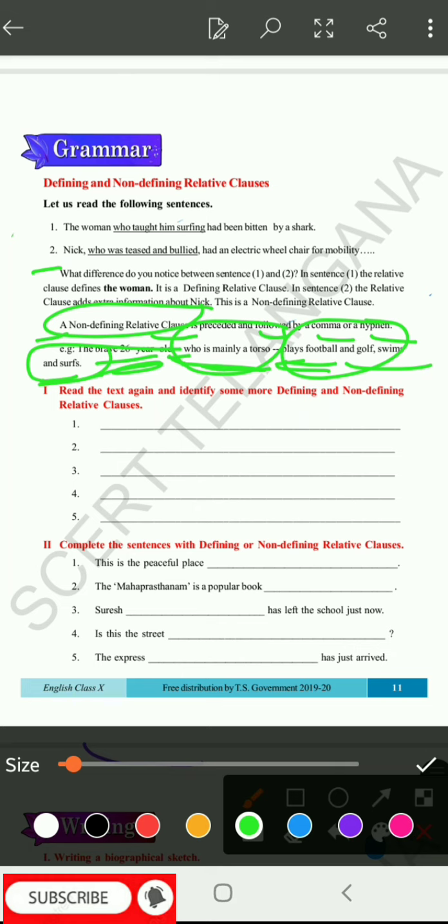Now the first exercise given to you in the textbook is to read the text again. That is, you have to read the lesson again, and then from that lesson you have to identify some more defining and non-defining relative clauses. Now you know what defining clauses and non-defining relative clauses are. So with the help of the textbook, you have to alter some sentences and write them in terms of defining clauses and non-defining relative clauses.